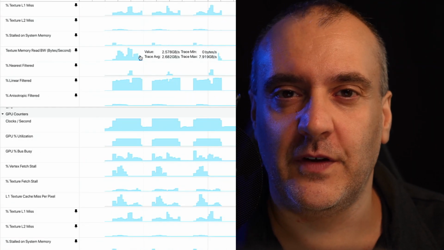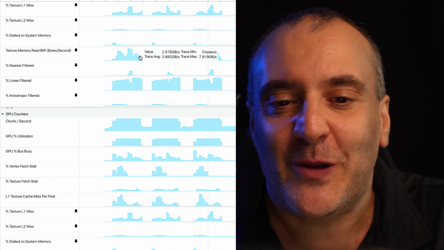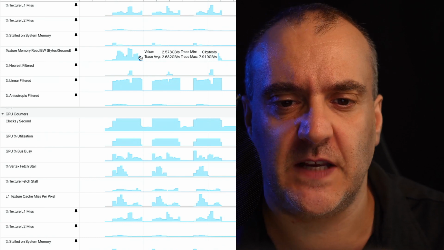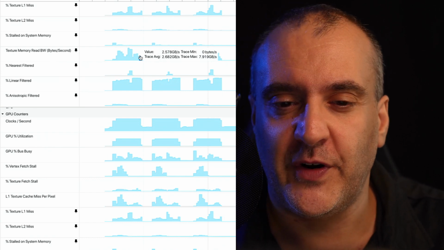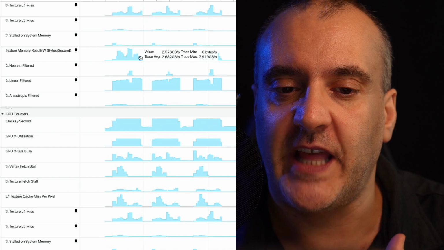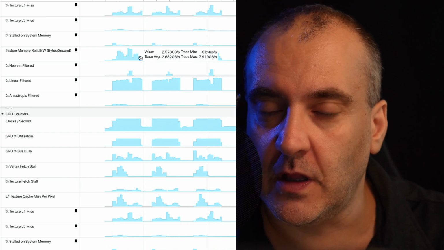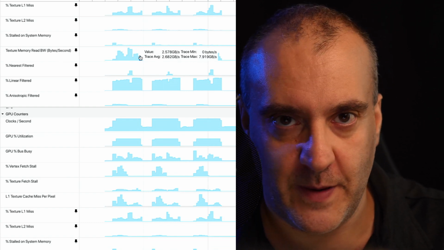To investigate potential causes of texture cache misses, I look at the percentage of anisotropic filtering texture fetches, which is extremely expensive on mobile. And I also look at the percentage of non-base level texture fetches. If most of the texture fetches happen on the base level, it means that the textures are probably not mipmapped.